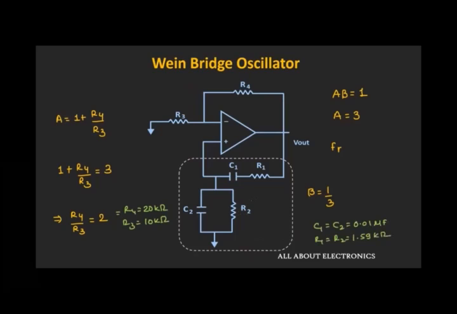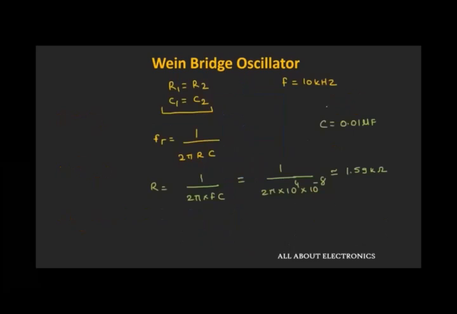Now what we can do, we can use a potentiometer of 5 kilo ohm for these two resistors, and we can tune these two resistors to the value of 1.59 kilo ohm. So in this way, by using this expression, we can select the values of R1, R2 and C1, C2, and we can design a Wien bridge oscillator of a desired frequency.